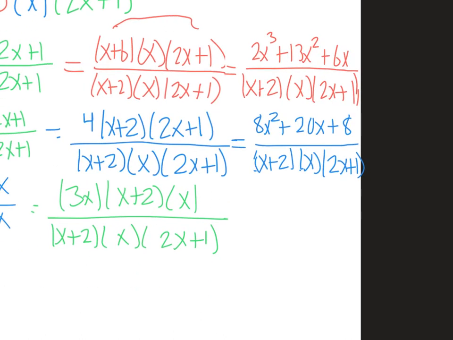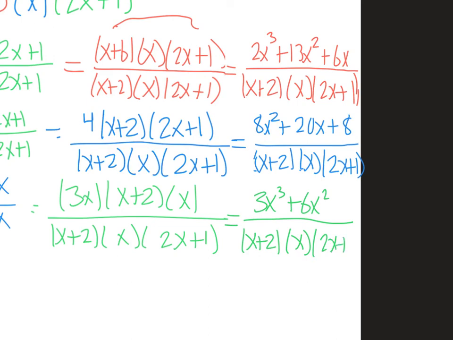And then the green equation, that one's actually really easy to compute. 3x times x is 3x squared. And then you just distribute the 3x squared to the x plus 2. And that's just going to give you 3x cubed plus 6x squared. And of course, again, guys, that's going to be over the same denominator, x plus 2 times x times 2x plus 1.